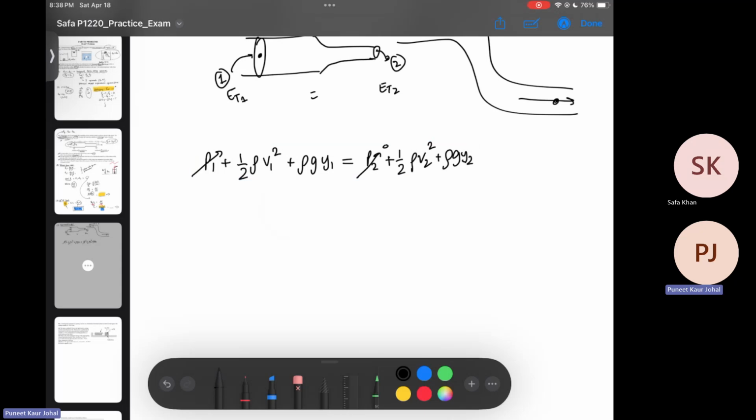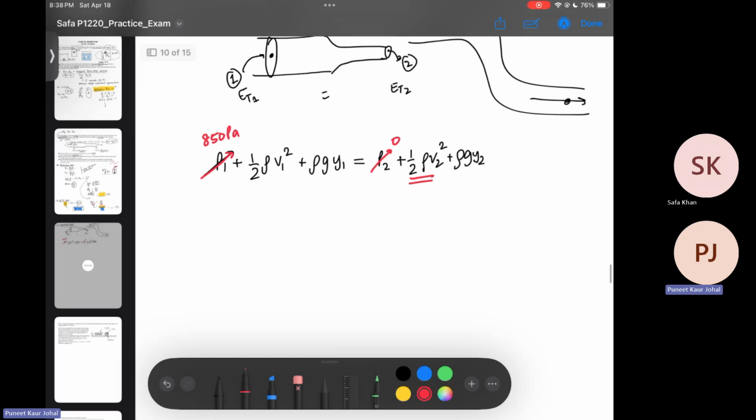What some teachers do is they just bring the P2 to this side. They're like P1 minus P2 is delta P. You can do that, but you can also just simply put the values in, right? We know P2 is just zero. I'll just put this as zero. I know P1 is 850 pascals, right? We just calculated V2.